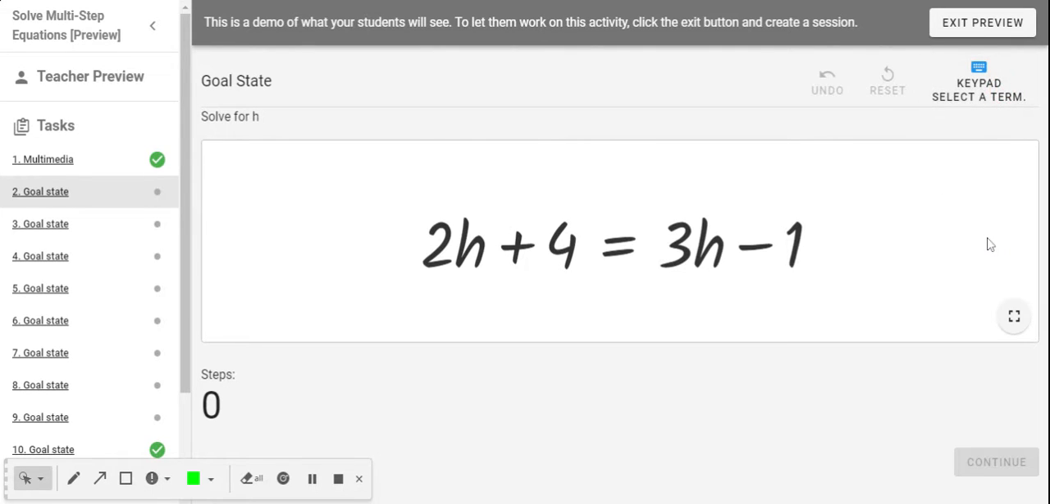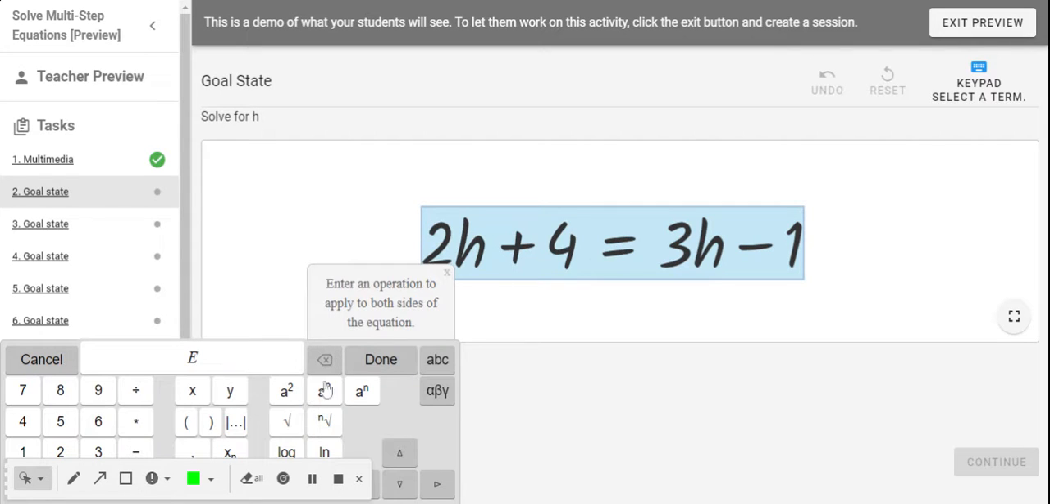The way to use it is, if you click on keypad and then click on the whole equation, just hover over the equal sign and click. What it's going to do is this letter E pops up, E for equation. So from that equation, on both sides, we're going to either add or subtract something. I'm going to subtract 2h because I'd like to zero that out from both sides.